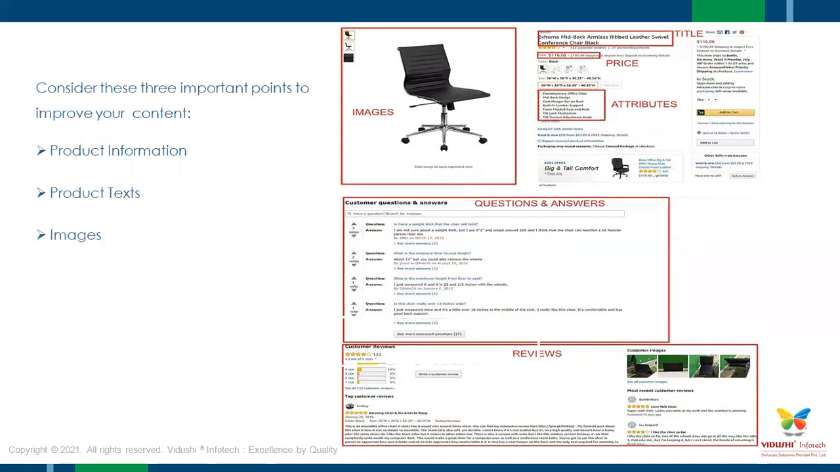Below that, you can see the question and answer section. Here, buyers or users of Amazon can ask some specific product related questions, and other users or the seller or the vendor can answer those questions. Below that, you can see the review section.